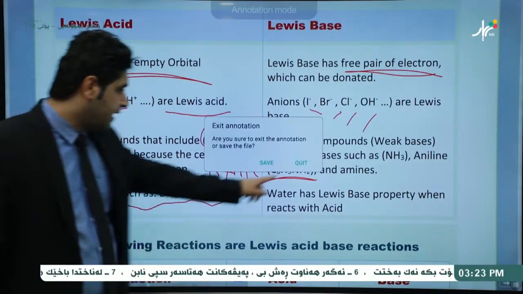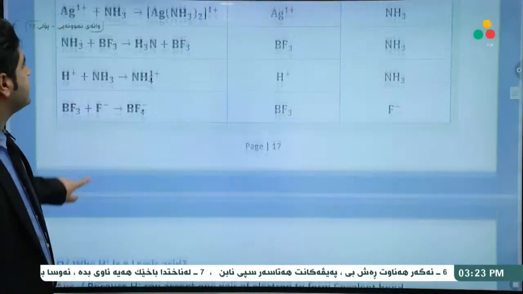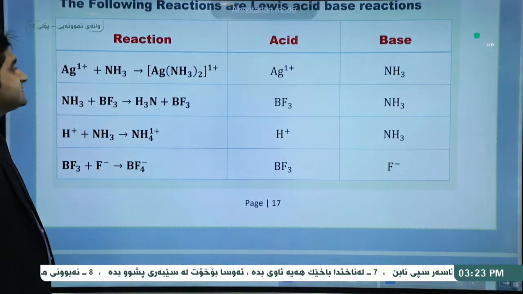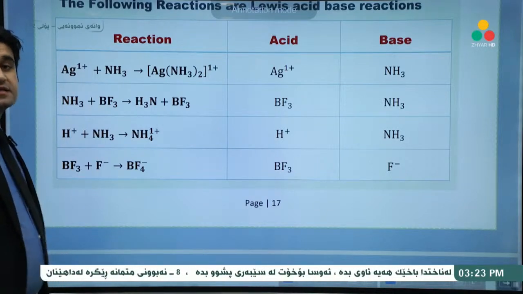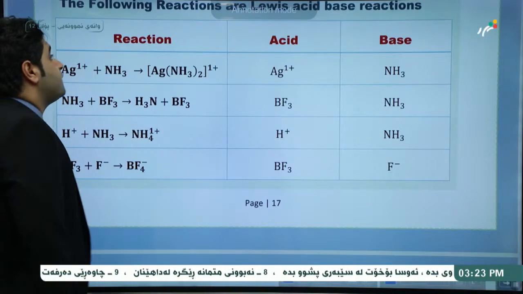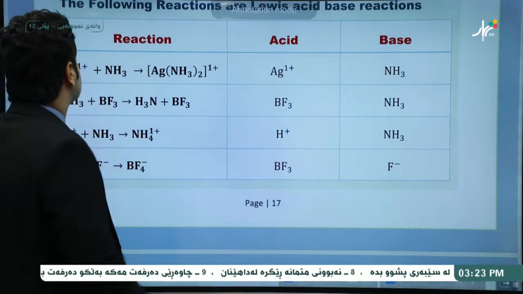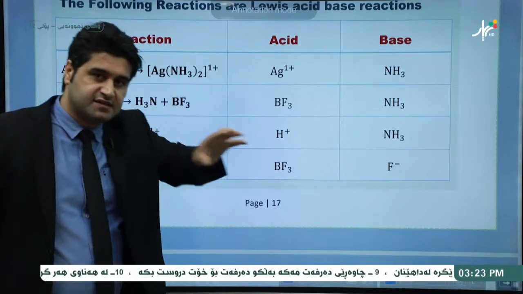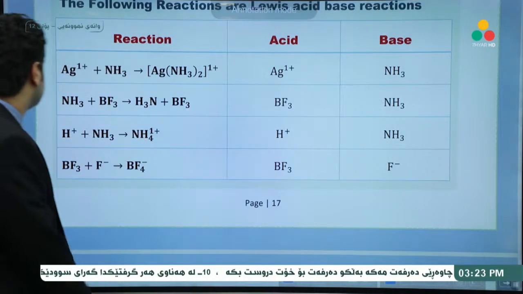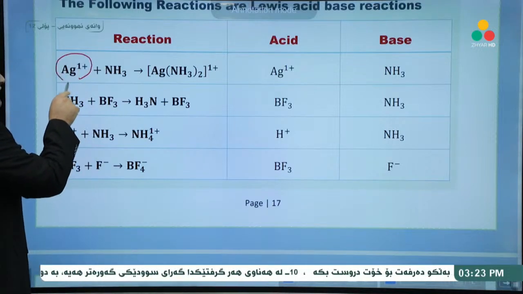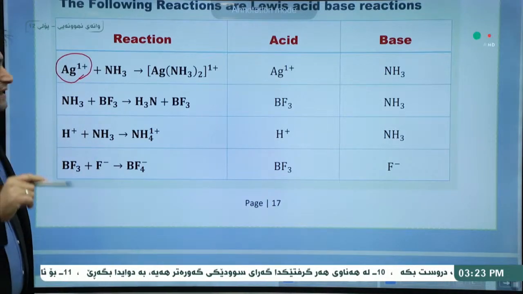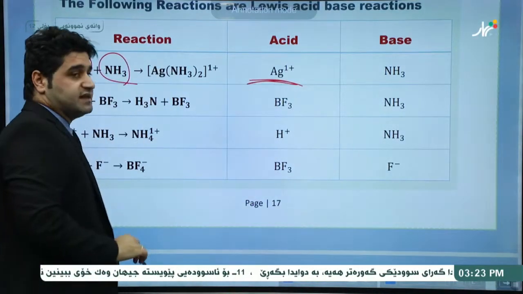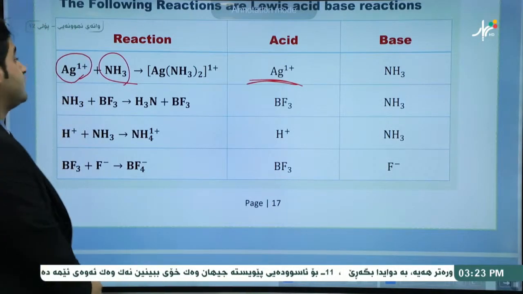Well, now let's solve some examples about Lewis acid and base. And let's see what the special thing is for that theory. For the following reactions, identify Lewis acid and bases. Well, look, in here we have cation. Did you remember what I said? Cations are Lewis acid. So it will be Lewis base. Do we have Lewis acid base reaction? Of course we have.